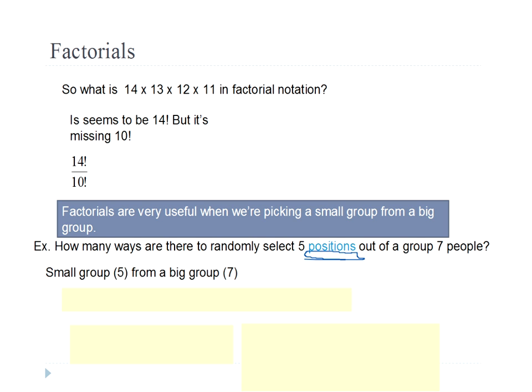So it really matters to you if you were picked in this group, and even if you were picked first or second or third, that makes a difference. And so what we have here is the exact same way we would do this normally. We would start drawing blanks. I've got 5 people to choose from. For the first person, I've got 7 choices. Then I've got 6. Then I've got 5, etc. And so you can see that this looks like 7 factorial, except it's missing 2 factorial. So this is 7 factorial over 2 factorial.